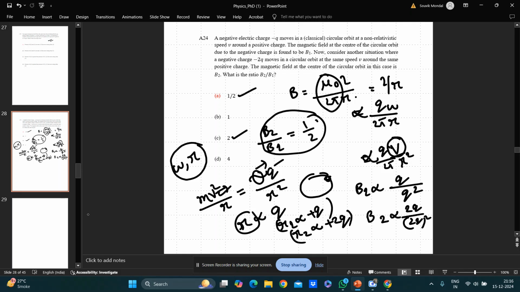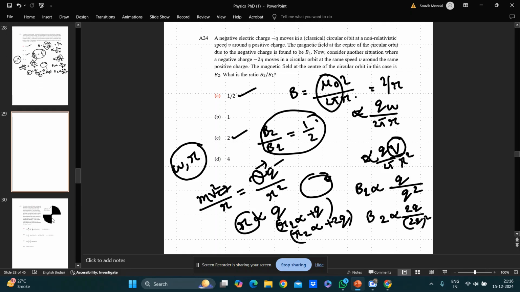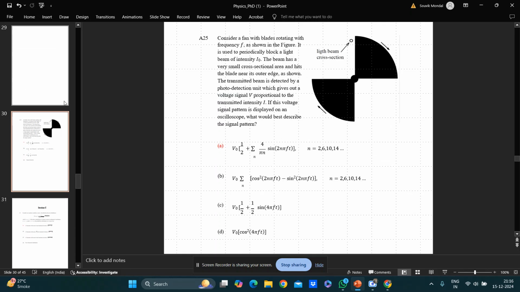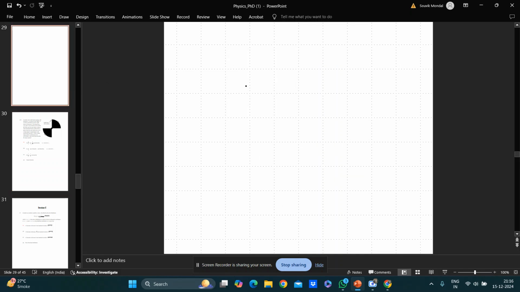And 25 is also very complicated. I don't know actually, honestly. So these are the problems I have solved in part A, and that's it for today.